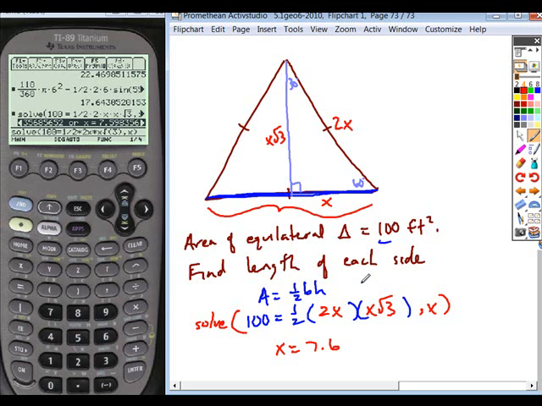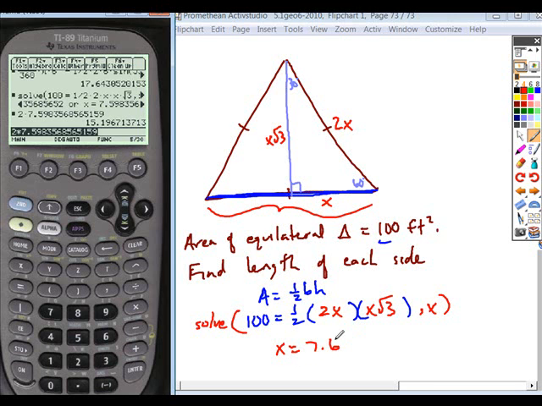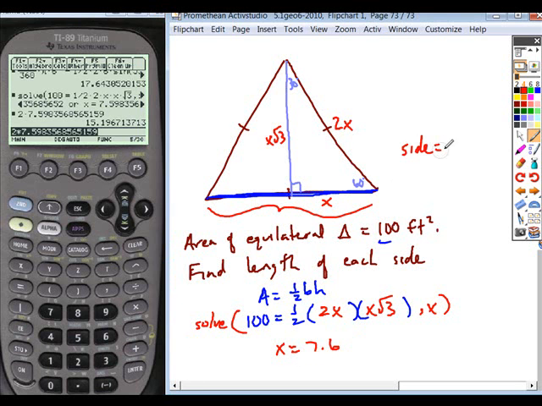X is 7.6, but we want the whole side. Well, the whole side is what? It's 2 of those. So what I need to do then is pull that number down. I'm going to delete all the pieces that come in front of it, the x equals, and then also the opposite value. And I'm going to multiply that by 2. And when I do, I get my solution that the side itself is approximately 15.2. The units are feet. It's a one-dimensional measurement. So I get 15.2 feet as my solution.